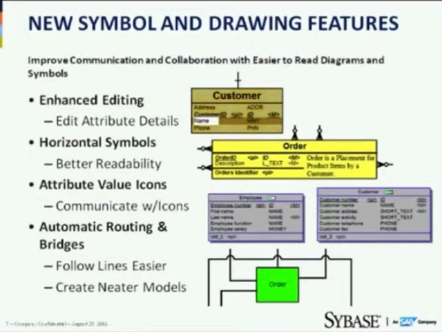So the first thing we've got are these automatic bridges that go across the lines. When a line crosses another line, it'll bridge over the line, making it easier to follow. The other is, with automatic routing of the lines, you don't have to worry as much about where the lines are placed. PowerDesigner is going to take care of that for you, making neater models. So these are all improving readability, all improving ease of use, and bringing models really to the forefront as that communication paradigm that we want with all the folks that are collaborating around what this diagram represents.